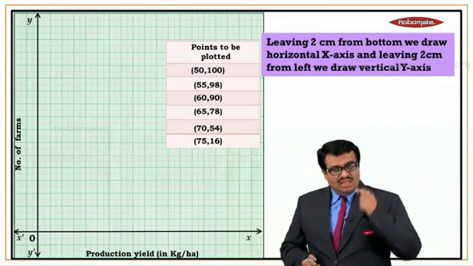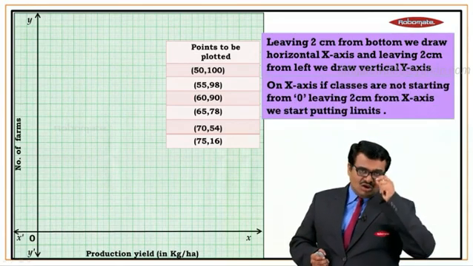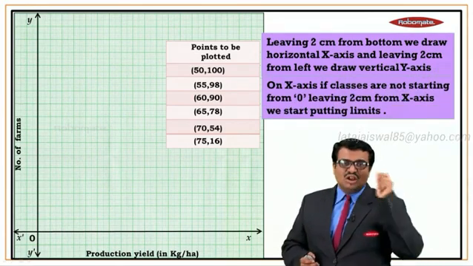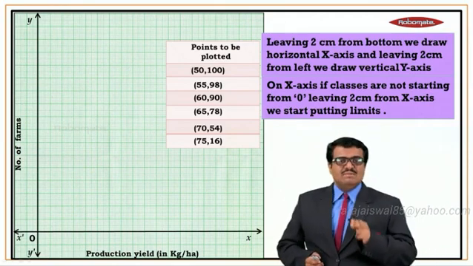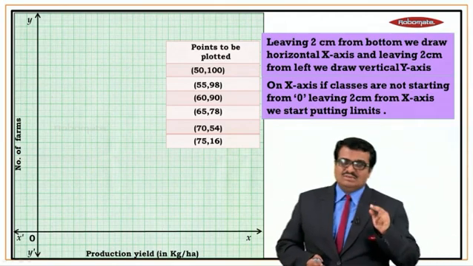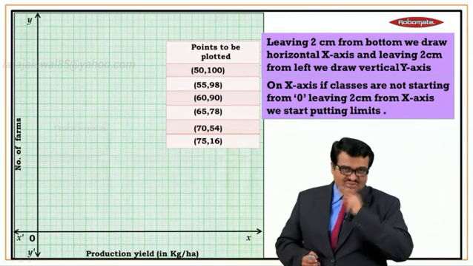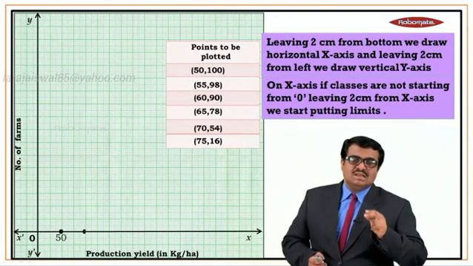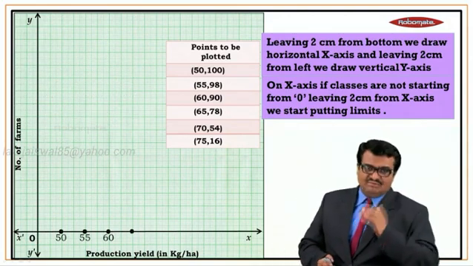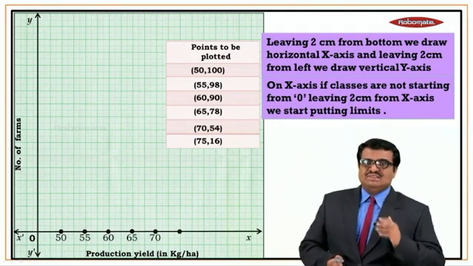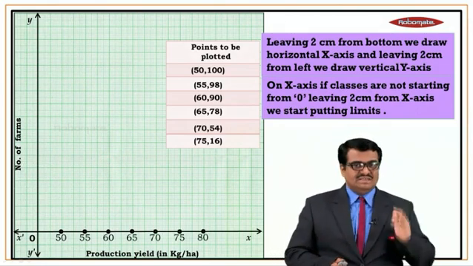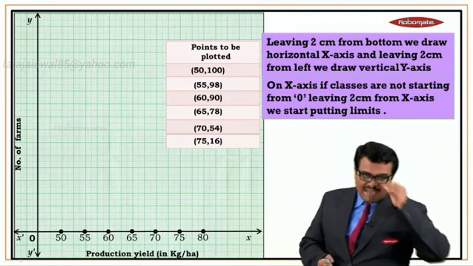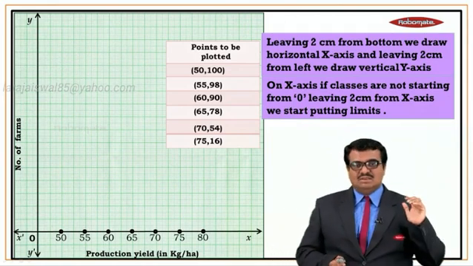Okay. Now the classes on the x-axis, if the classes are not starting from 0, leave 2 centimeters and then we start putting the limits. So let us leave 2 centimeters from 0 and start putting the limits, and all the limits like 50 to 55, 55 to 60, 60 to 65, 65 to 70, 70 to 75, 75 to 80. The gap between all of them is 2 centimeters.